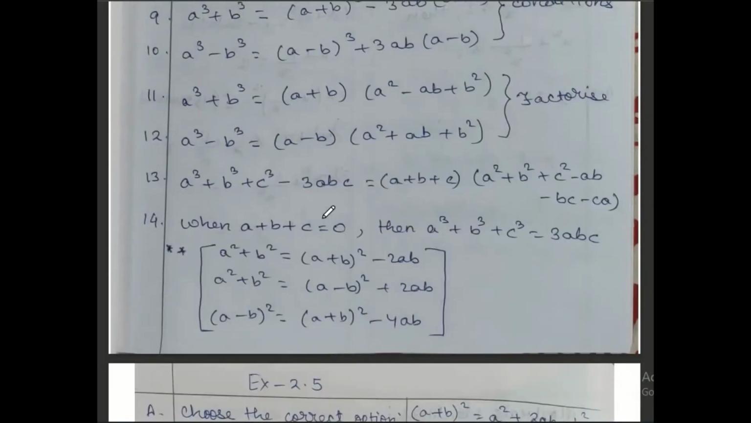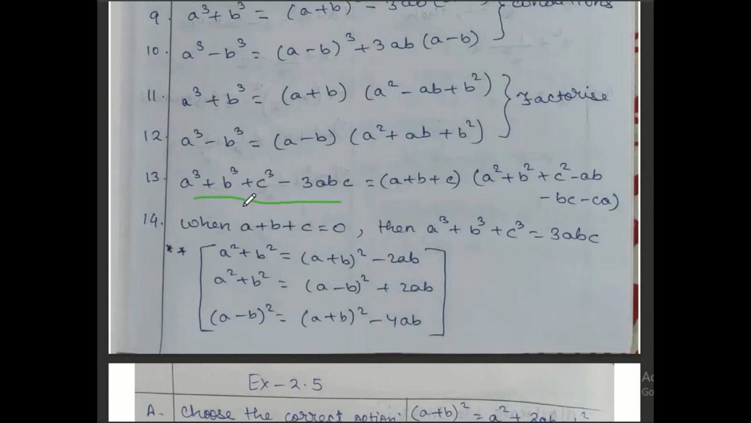Number 13 now, a cube plus b cube plus c cube minus 3abc equals, when 3 items are cubed, with a plus sign in between and minus 3abc extra. If the format is like this, a cube plus b cube plus c cube minus 3abc, then while factorizing, your first part will come out a plus b plus c, and the second part a square plus b square plus c square minus ab minus bc minus ca.